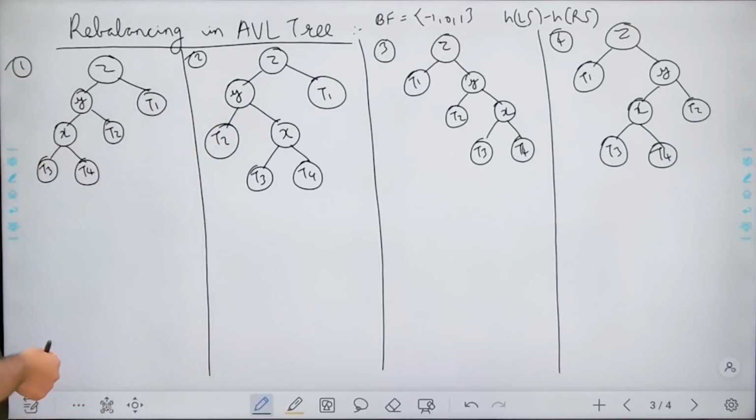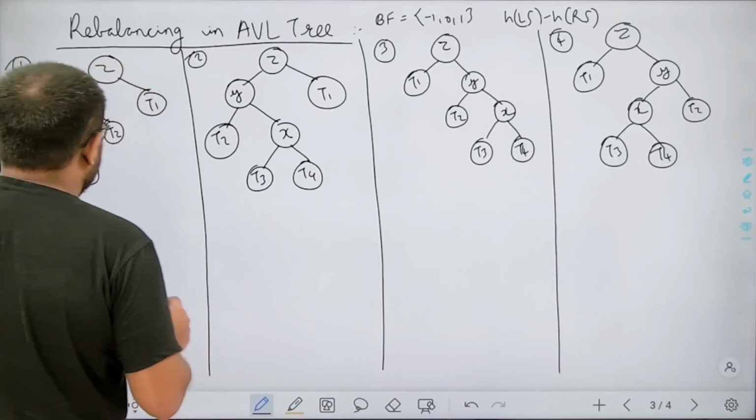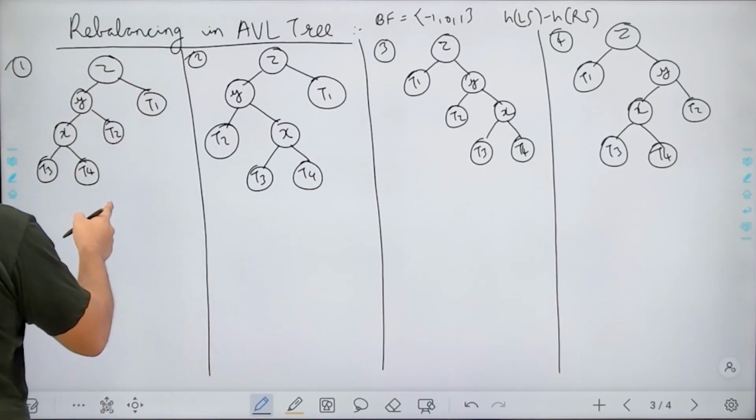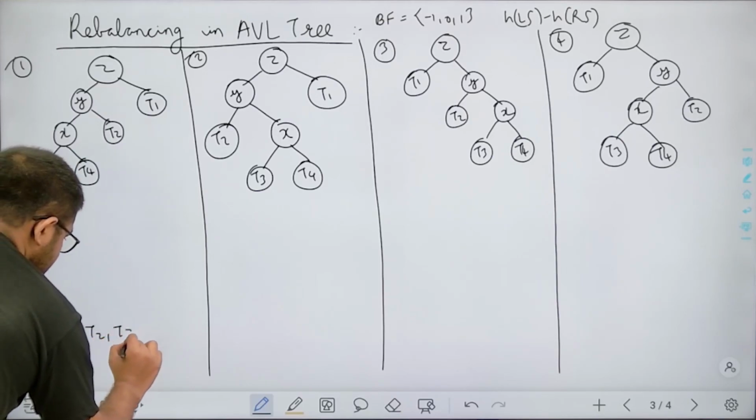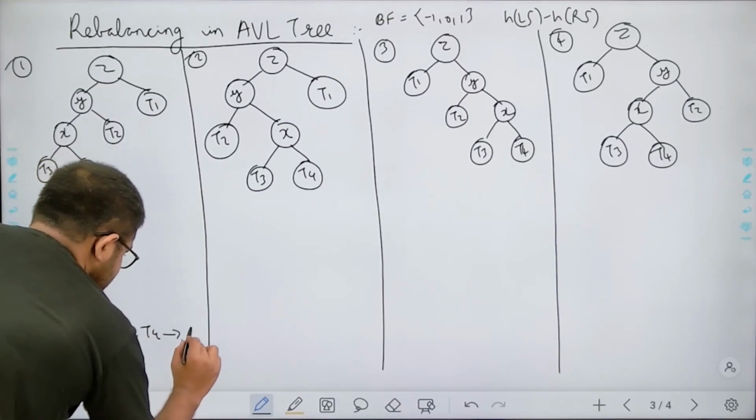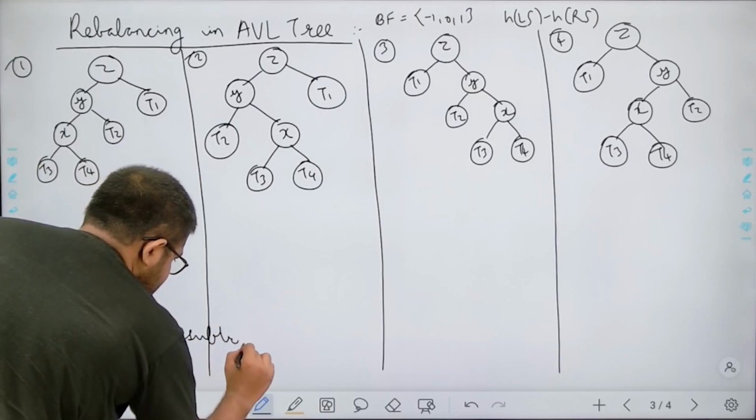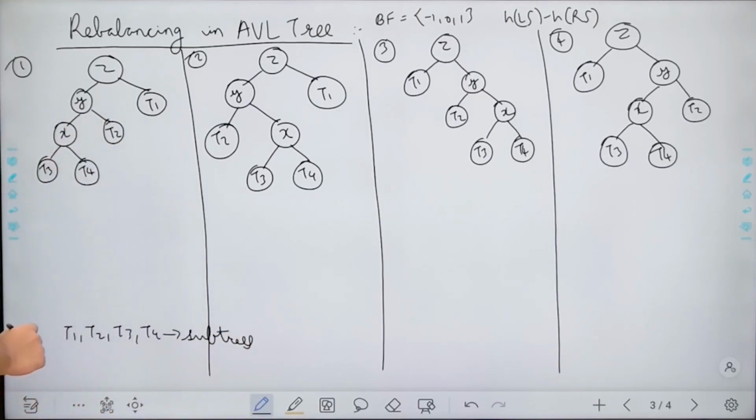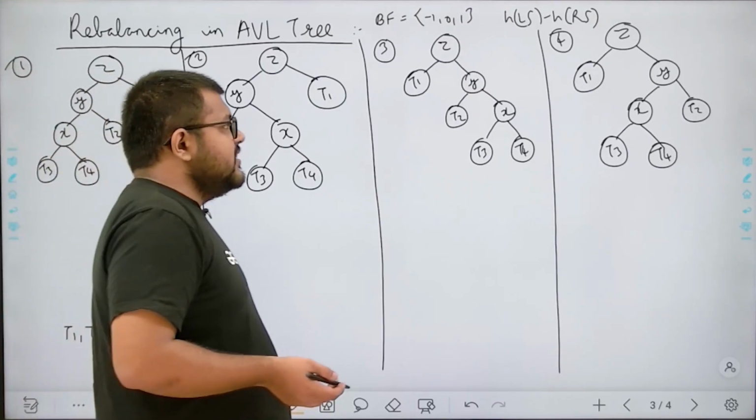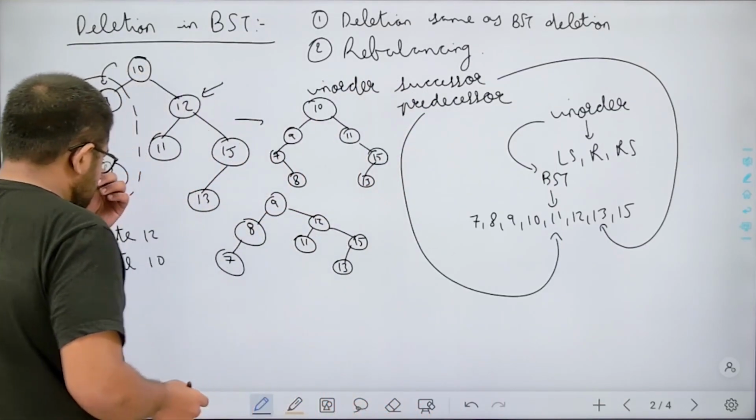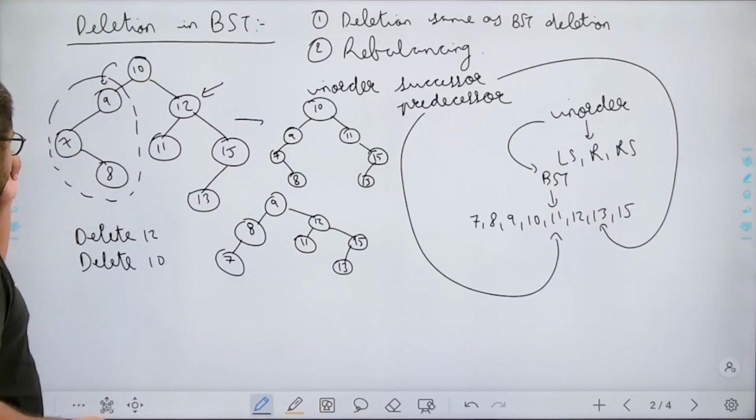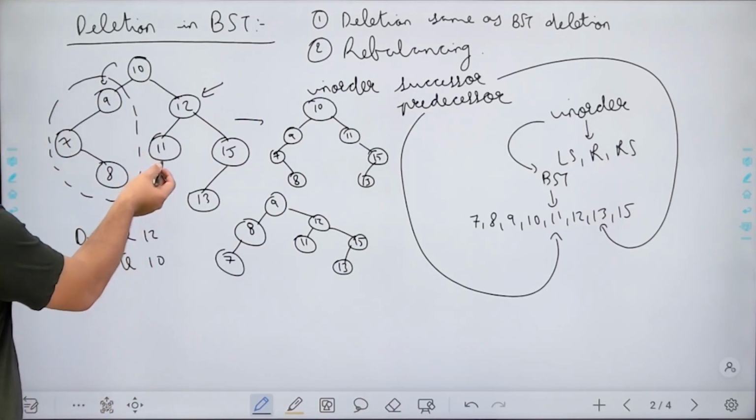So it may happen. Okay, so for example, here T1, T2, T3 and T4 are subtrees. They are not single nodes. Okay, so what happens is sometimes after deletion of the node, the height may change. So let us take one example here. Suppose I delete 11 here.